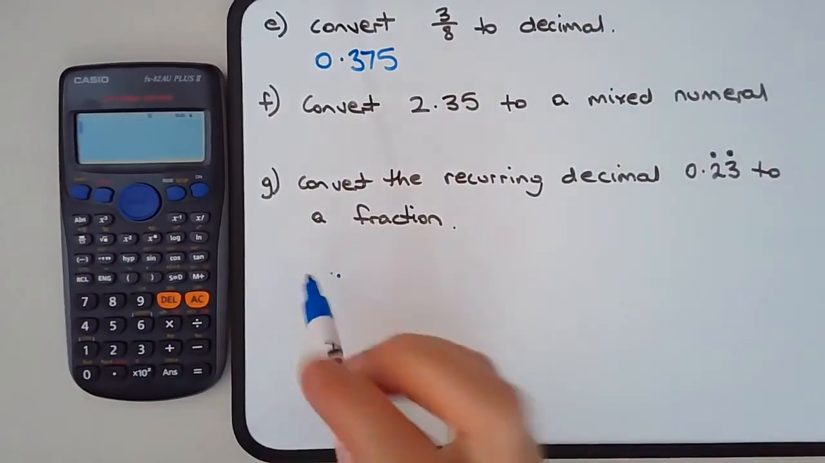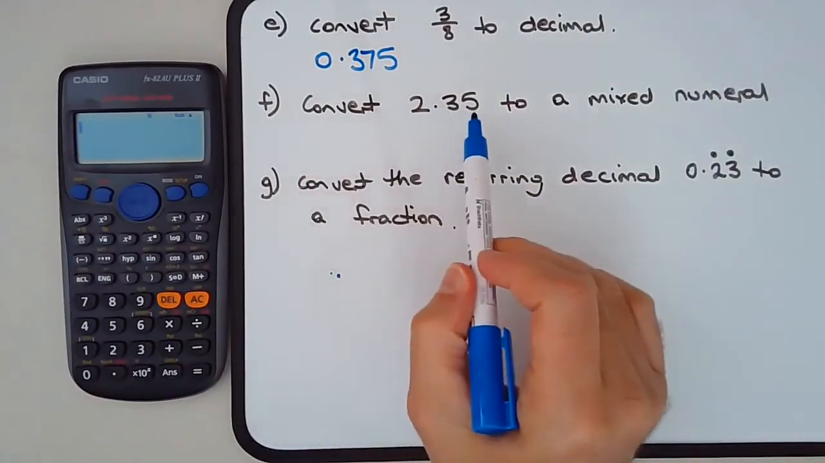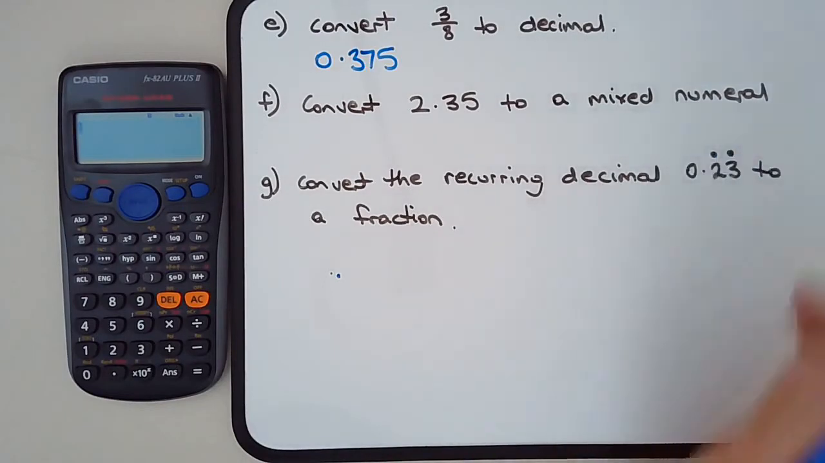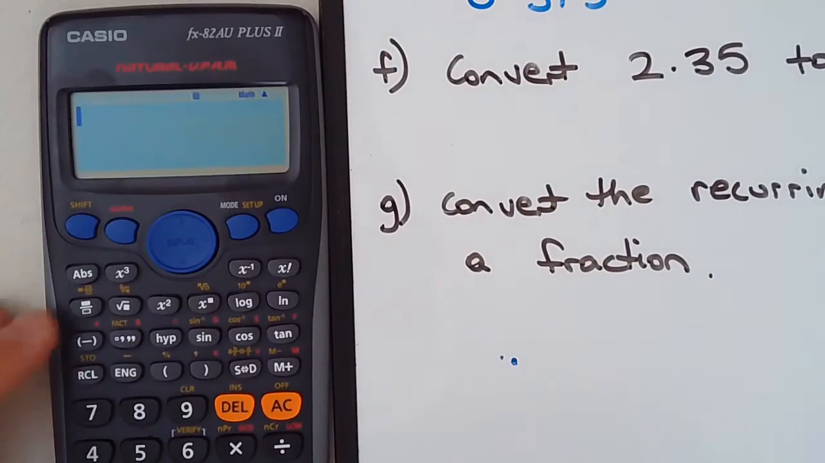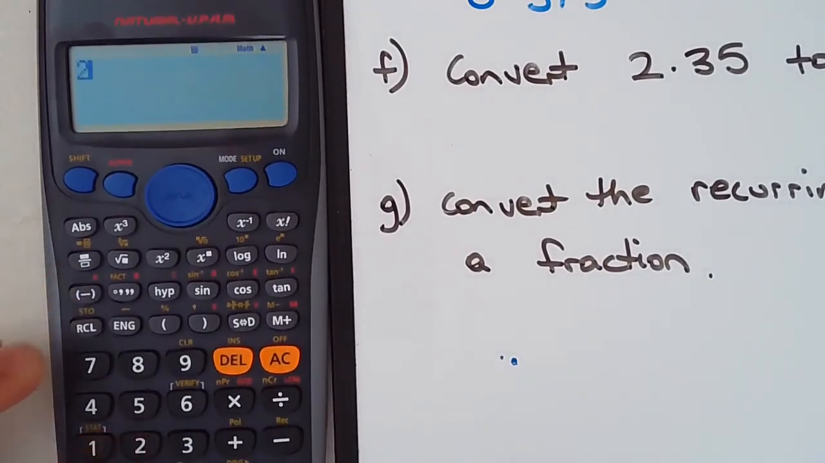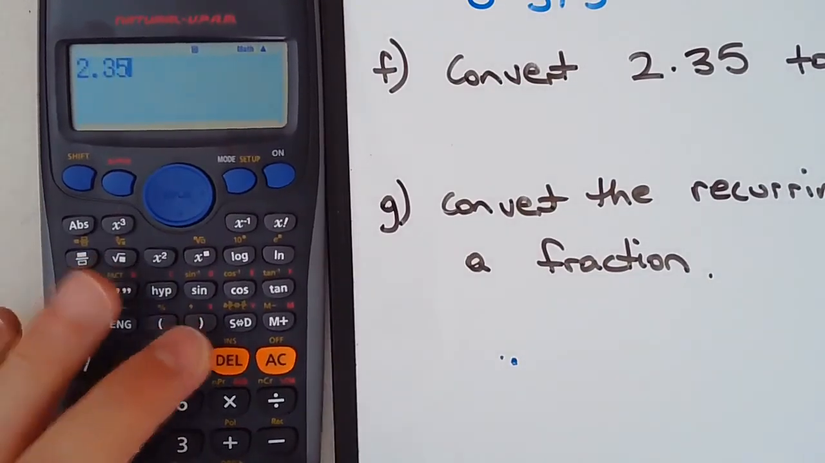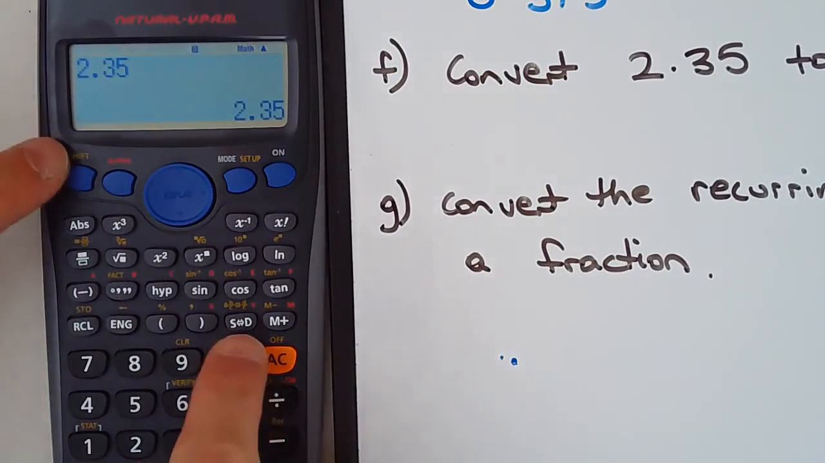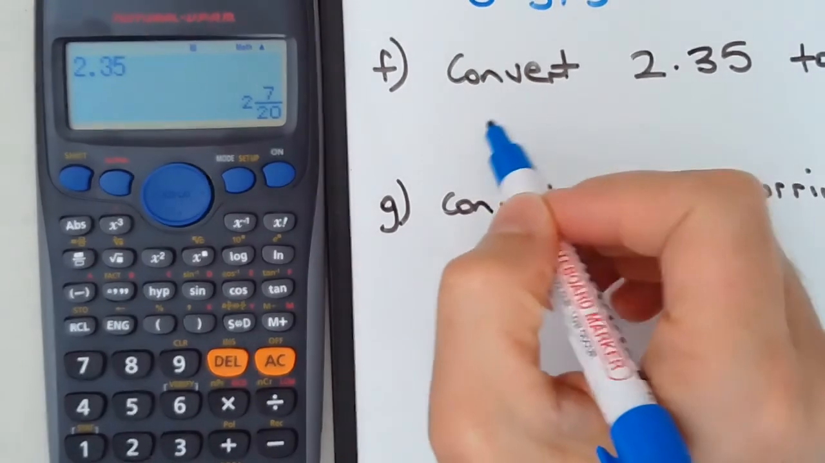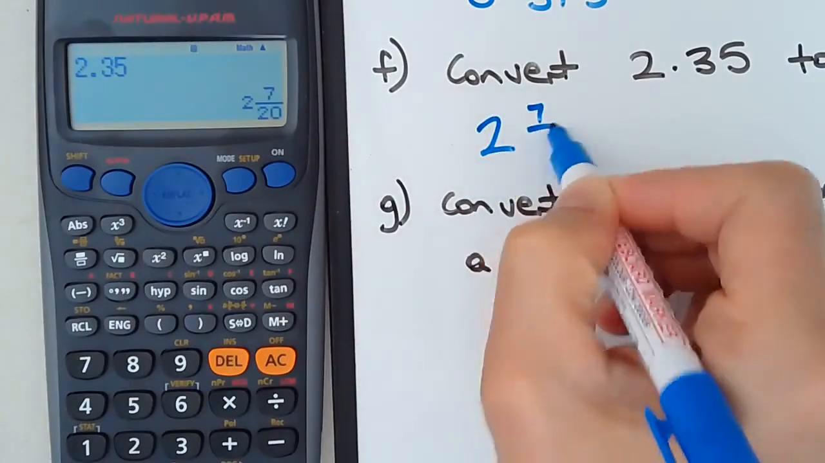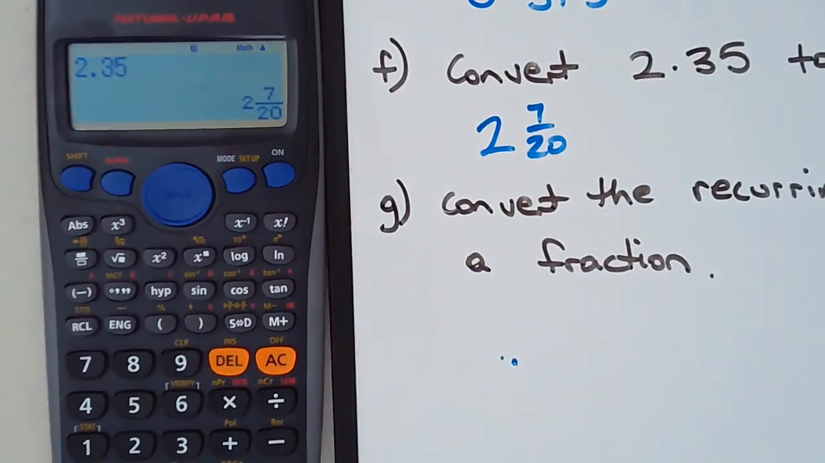Okay, so let me zoom out. Part F, convert 2.35 to a mixed numeral. All we need to do is type in 2.35, press equals. Now Shift SD, and there you go. It gives you the answer directly. So that's going to be 2 and 7 on 20.